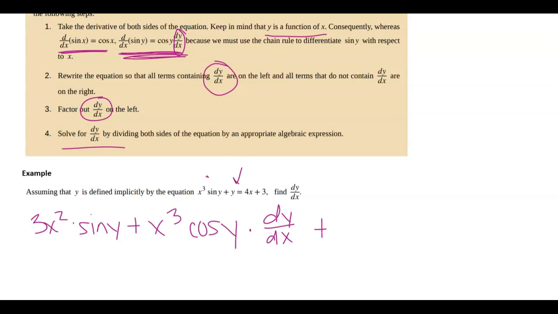Now the derivative of just this y piece is y prime, or dy/dx. And then the derivative of the right-hand side is 4x plus, nope, it is just 4.